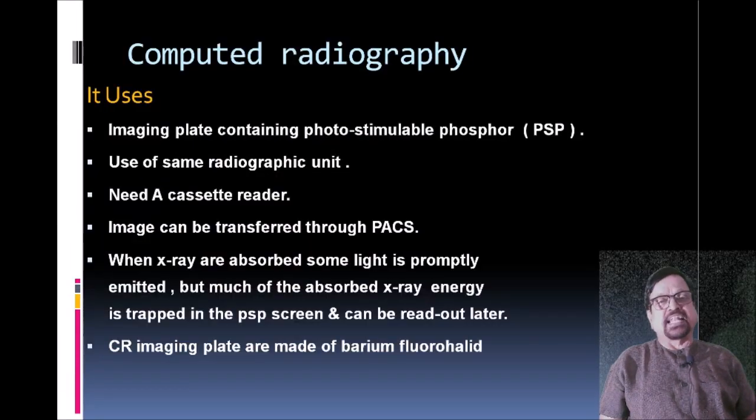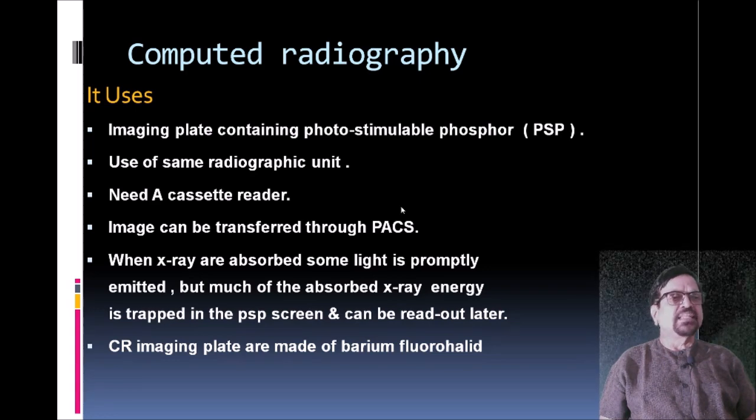Now let us see one after another. First is computed radiography, which we are extensively using, and most of the departments have got it. Now what are the uses? The imaging plate containing photo stimulable phosphors is used. That is called PSP, indicating photo stimulatable phosphor. That is a phosphor which can be stimulated with the help of photons or with the help of X-rays.